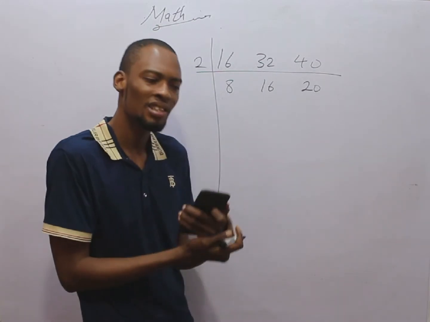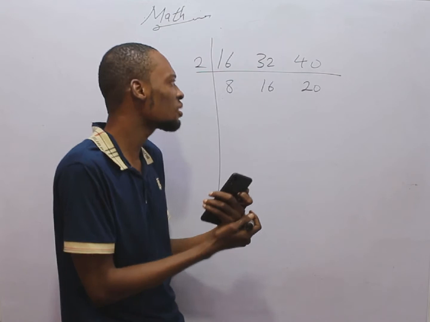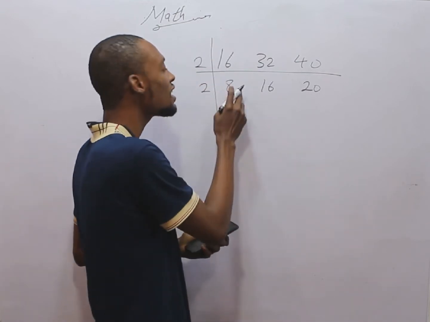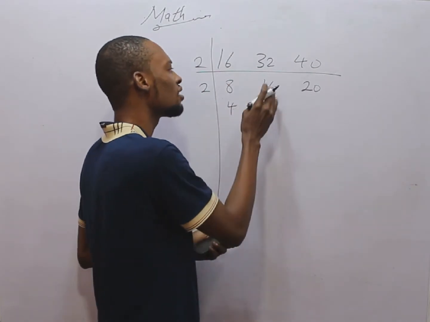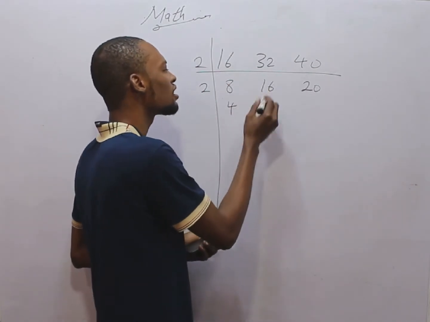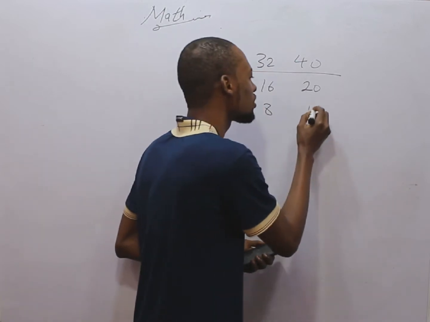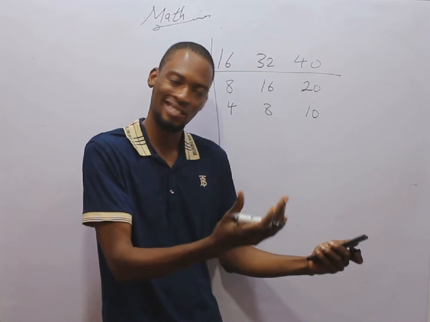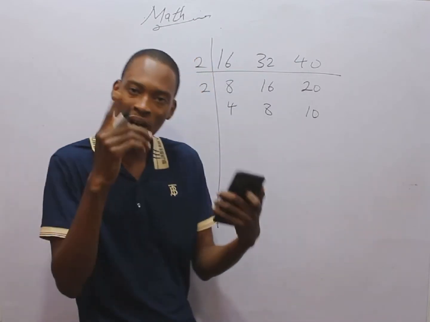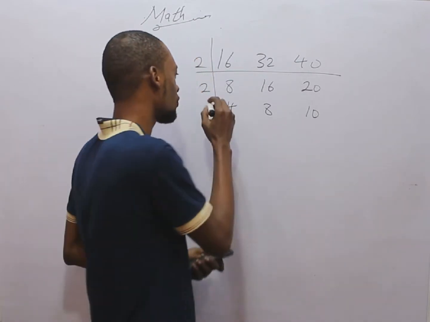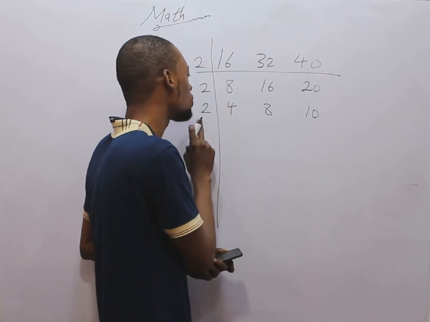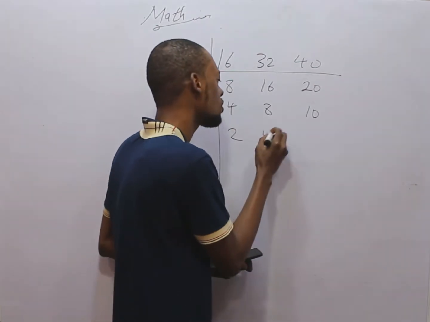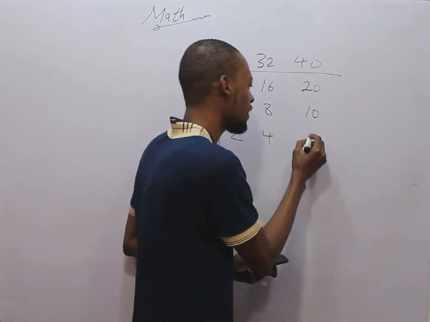You ask yourself, can 2 go again into at least one of them? Yes. 8 divided by 2, 4. 16 divided by 2, 8. 20 divided by 2, 10. Can 2 go again into at least one of them? Yes. 4 divided by 2, 2. 8 divided by 2, 4. 10 divided by 2, 5.